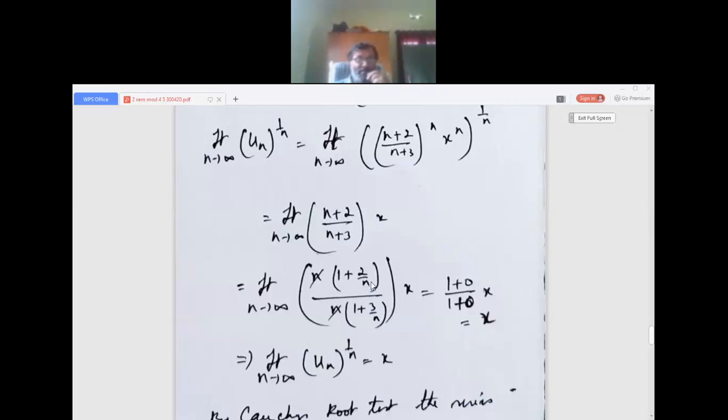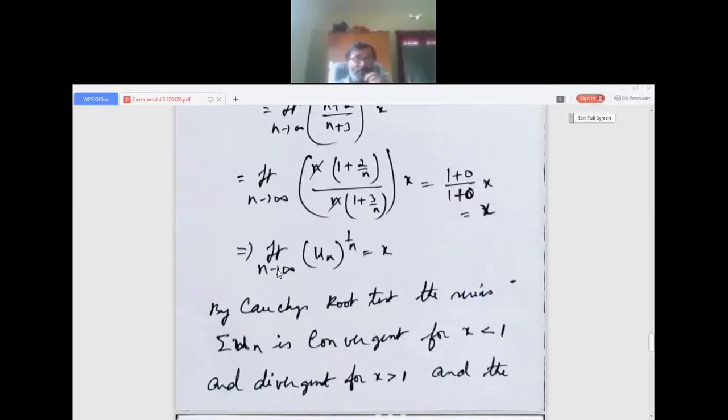So when you apply the limit, 1 plus 2 by infinity, this will be 0, 3 by infinity will be 0, so 1 by 1 will be 1 into x. So we got now limit n tends to infinity, un power 1 by n is equal to x.